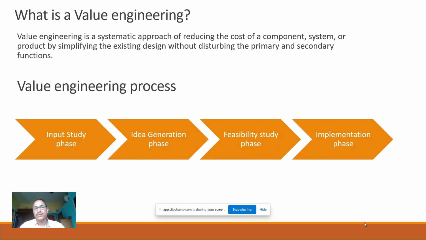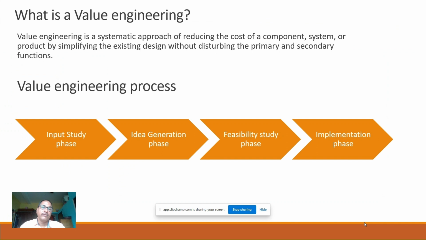Now let's move on to the value engineering process in this session. I'm telling just briefly about the value engineering process because the detailed study of this process we will do in our next session with a case study. What are the four phases in this value engineering process? The first one is the input study phase, where we get to know that particular system for which the value engineering needs to be done. We also get to know the primary and the secondary functions and collect all the inputs that are necessary to do the value engineering.